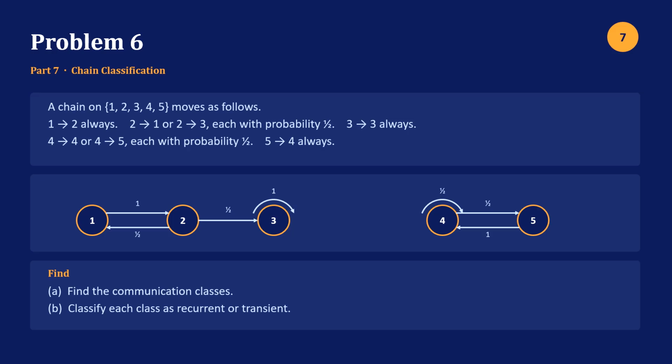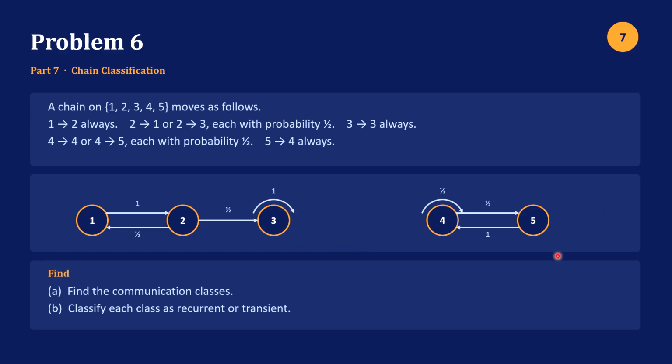Problem number 6 involves classification of the states in a Markov chain. So we have a particular Markov chain here. It has 5 states. Rather than read through this, I'll just point to the diagram here. You go from state 1 to state 2 with probability 1. However, state 2 can either go to 1 or state 3 with probability 1/2. And then 3 returns back to itself. So this is an absorbing state.